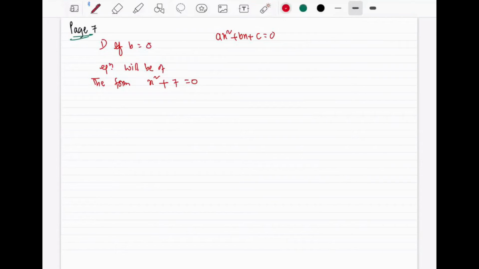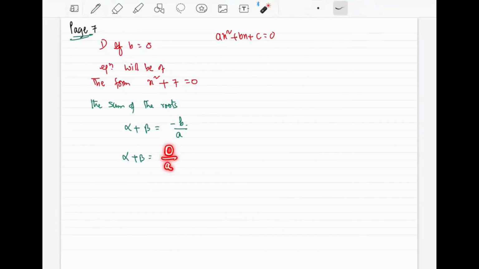Okay, let's see. You already know that the sum of the roots, alpha plus beta, is, what was the formula? We have got minus b by a, right? But here, according to this assumption, if b is equal to 0, then you have to put 0 in the numerator. So in that case, whatever the value of a is, we're going to get 0. So alpha plus beta will be 0.